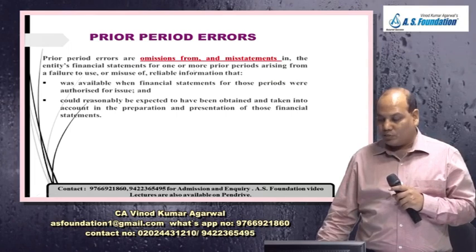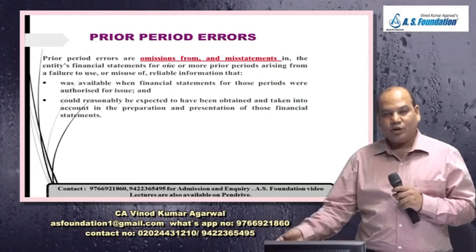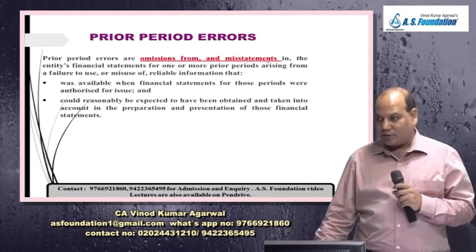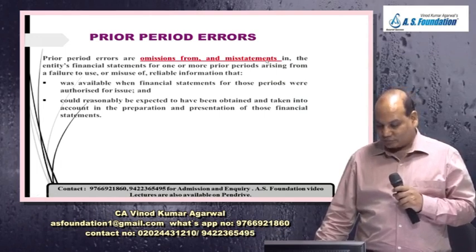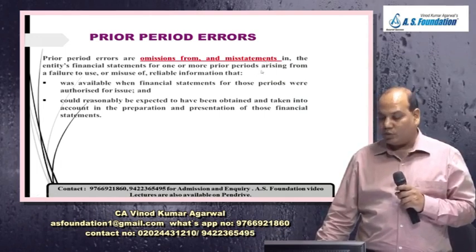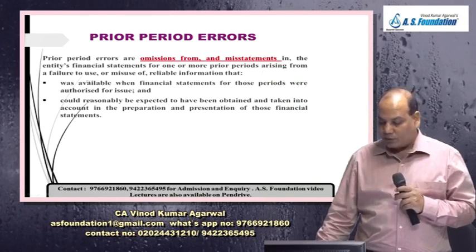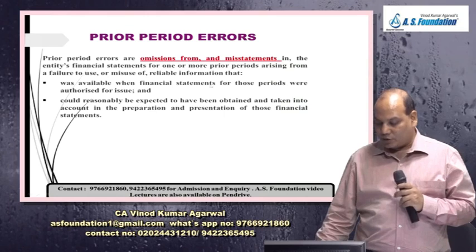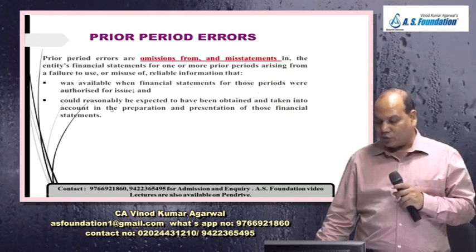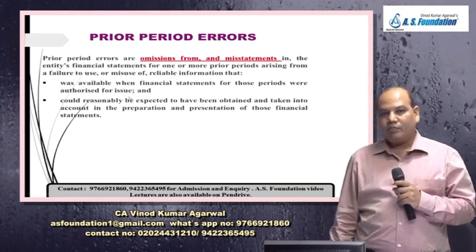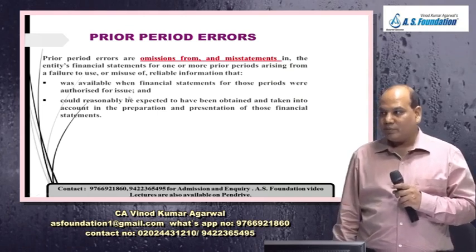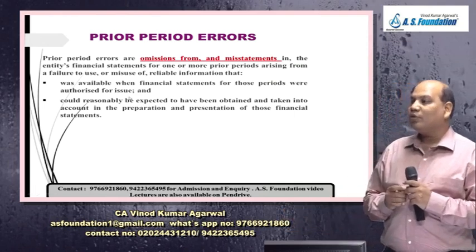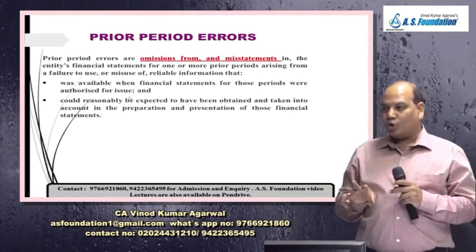Prior period errors are omissions from and misstatements in the entity's financial statements for one or more prior periods, arising from a failure to use, or misuse of, reliable information that was available when the financial statements for those periods were authorized for issue. It can be omission, you have not written it, or it can be misstatement, you have wrongly written. That means the information was available. Either you have not used it or you have misused it.